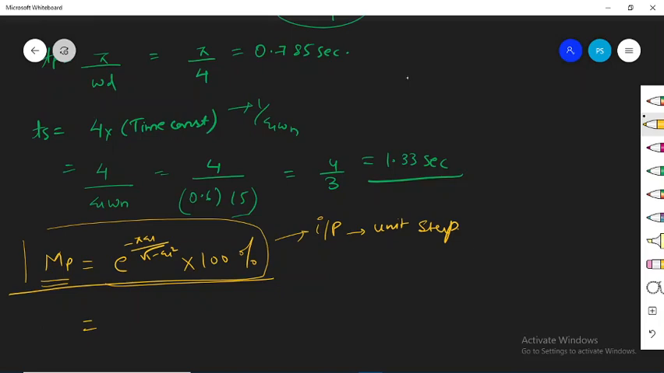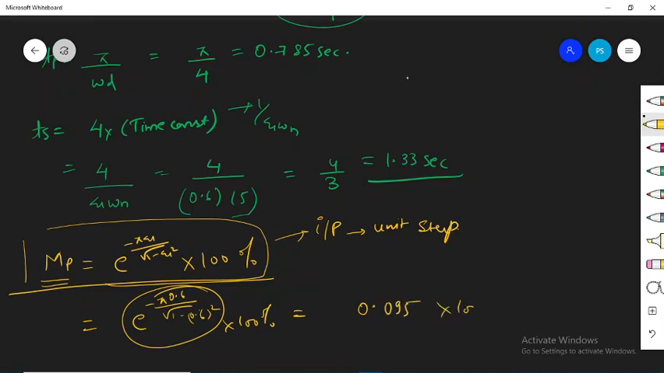Here, maximum overshoot will be e to the power of minus pi zeta divided by under root of 1 minus zeta squared, which is pi into 0.6 divided by under root of 1 minus 0.6 the whole square, multiplied by 100%. If you find this out, the value comes out to be 0.095 into 100, or 9.5%.